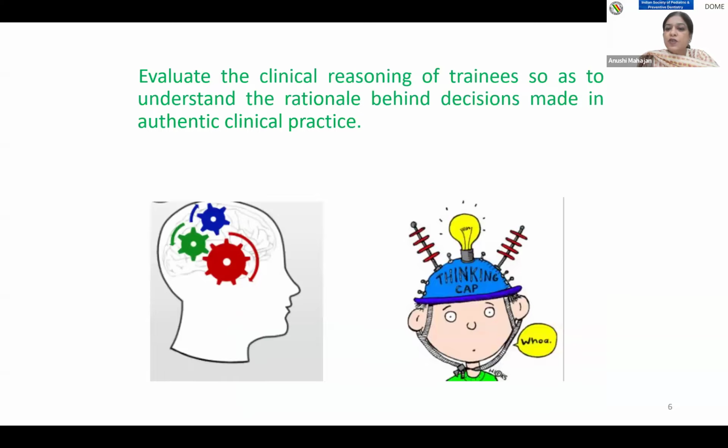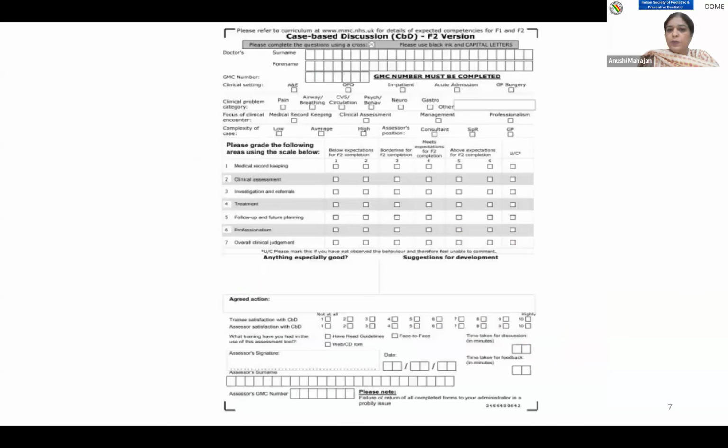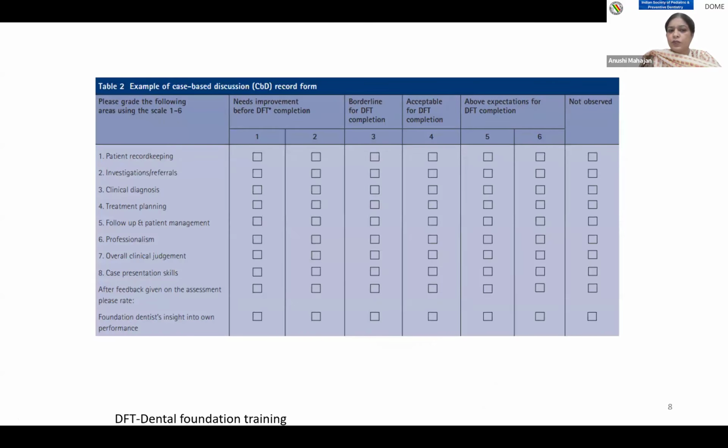This evaluates the clinical reasoning of trainees, so as to understand the rationale behind the decisions made in authentic clinical practice. This is one format of case-based discussion, where these are the areas where you grade the student: medical record keeping, clinical assessment, investigations, treatment. And then you give feedback the way we are talking today: anything that was good, suggestions for development, an agreed action plan. This is another example of a case-based discussion record form.